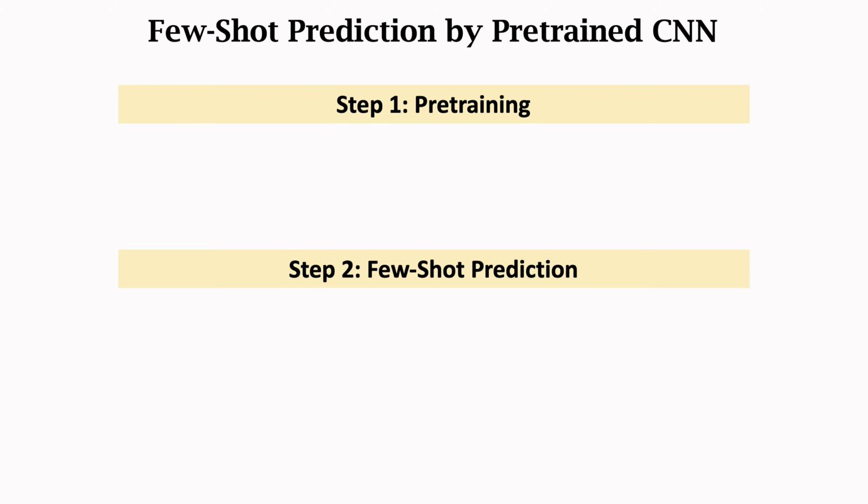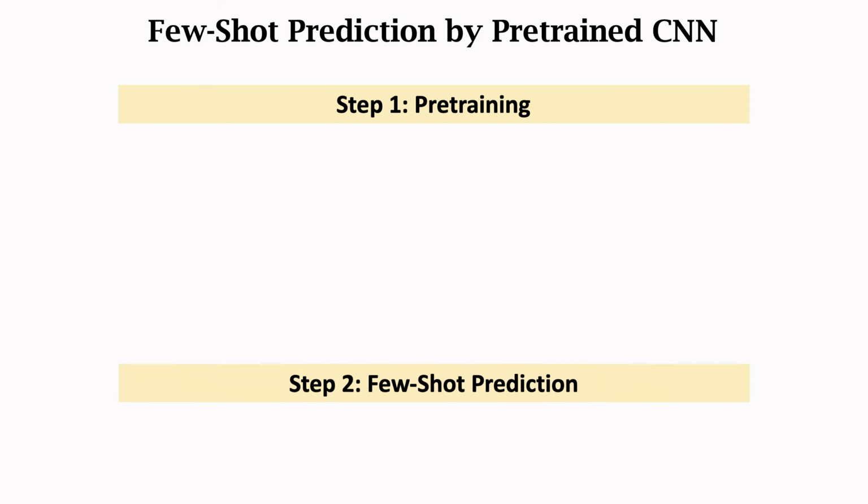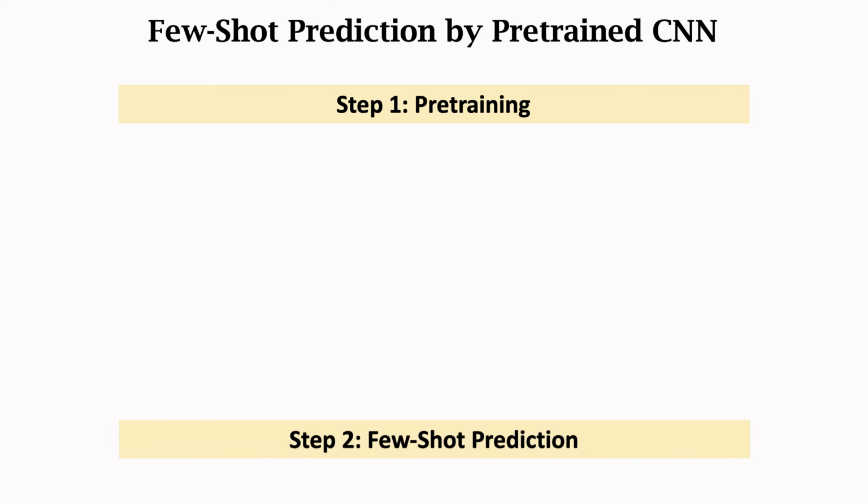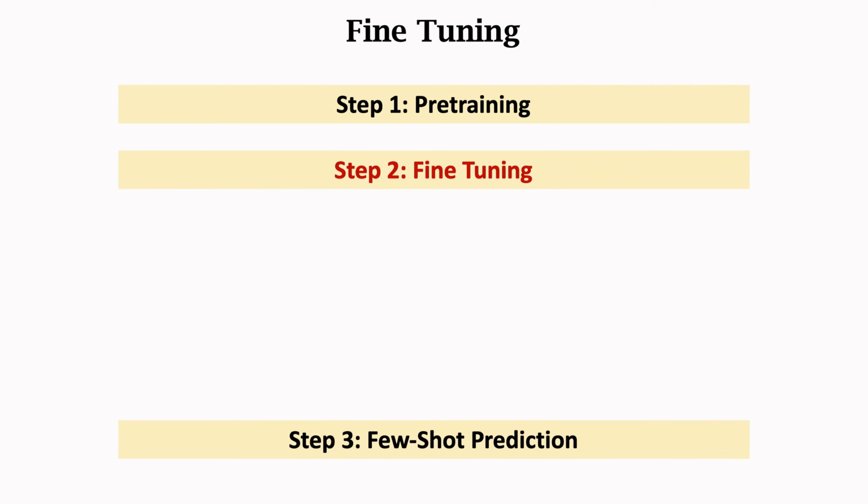Pre-training followed by few-shot prediction is the simplest approach. We can additionally add fine-tuning between the two steps. Experiments show that fine-tuning can much improve the prediction accuracy. After pre-training, we can fine-tune the model using the support set. The support set has labeled images. We can use them to train a softmax classifier. We can further fine-tune the convolutional neural network so that the extracted features are more effective.